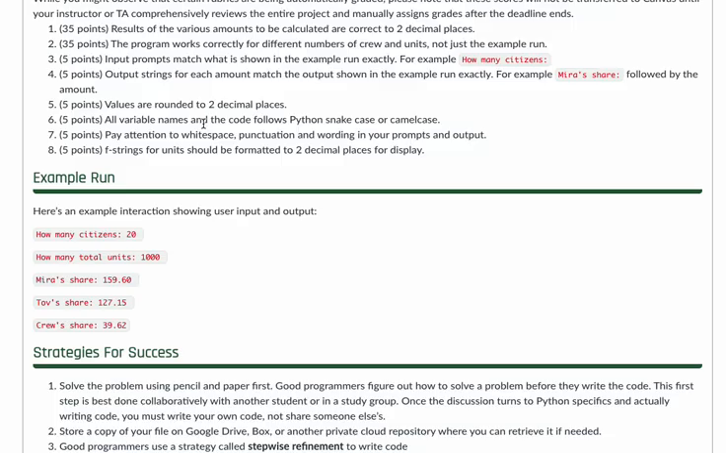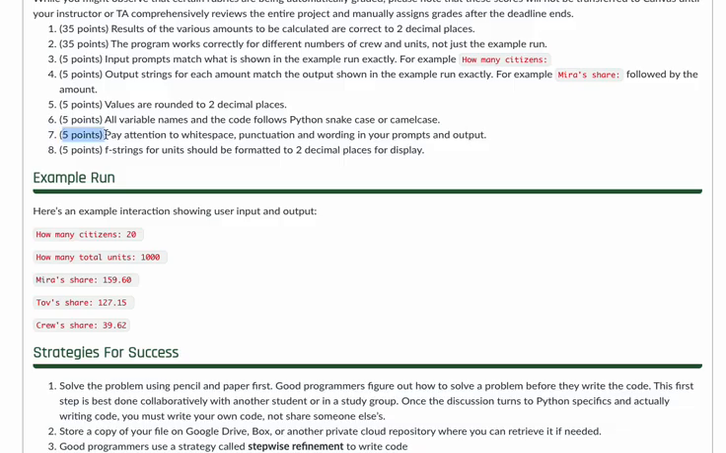Then all variable names and code should follow Python snake case or camel case. What is snake case and what is camel case? Whenever you are reading the Python variables reading materials, you'll see what camel case and snake case are for variable names. So when you're writing a variable name, make sure you're following either of these types. If you're not sure what snake case or camel case is, let me know. I'll give you more hints on those types of standards.